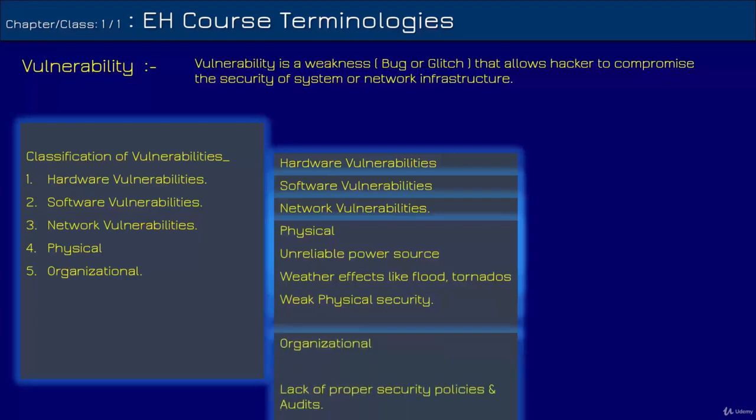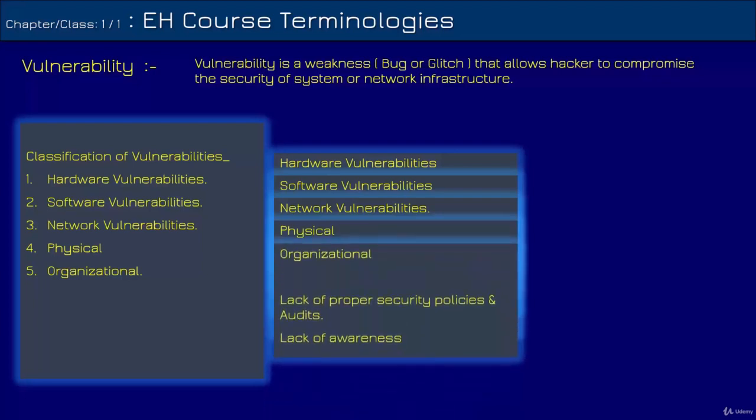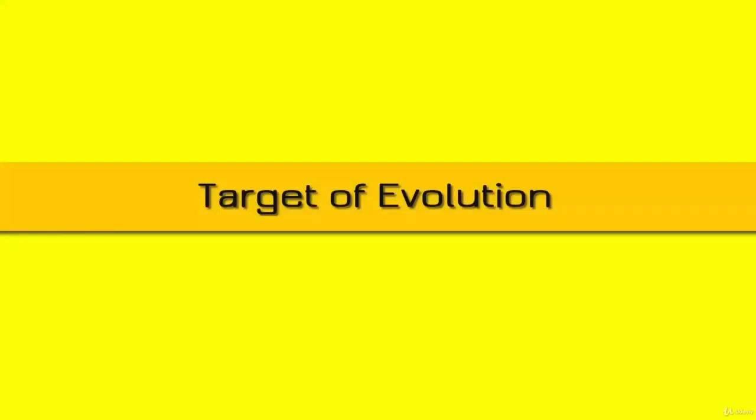And finally, organizational vulnerabilities. Organizational vulnerabilities are due to lack of awareness of the importance of security. This could also be negligence in spending time, effort and money on implementing security. And if implemented, there could be poor security policies and audits that could be vulnerable to the entire organization. I hope you have understood what a vulnerability is.